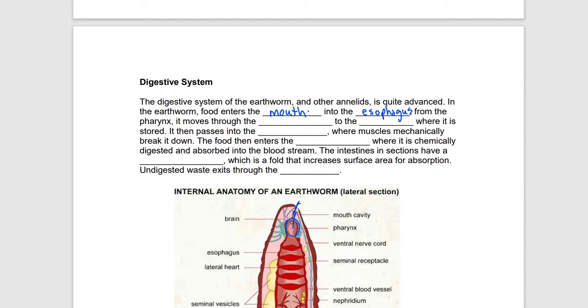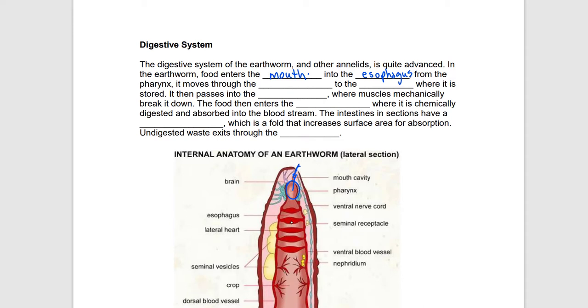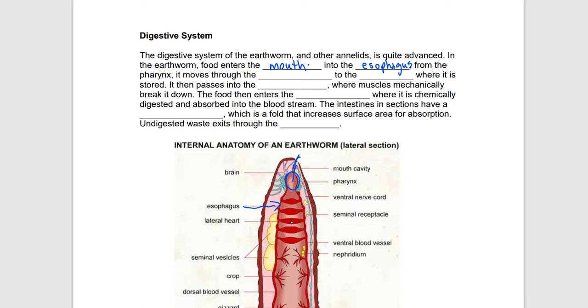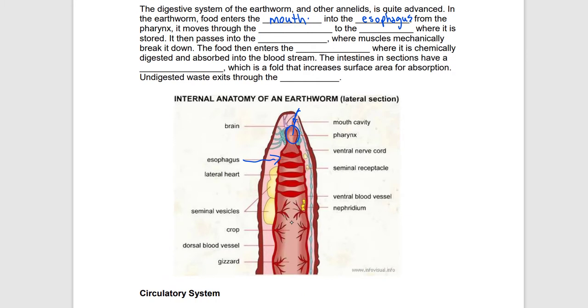They have a pharynx at the back. So you don't see quite the distinguishing organs that you do in us. The next section is the esophagus here, right? And then what you'll see is a couple of bulges in the digestive tract. The first bulge is the crop.